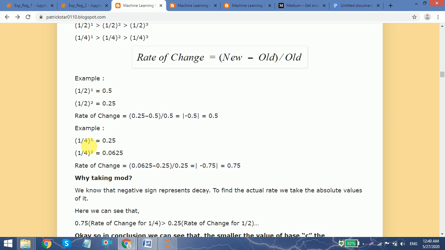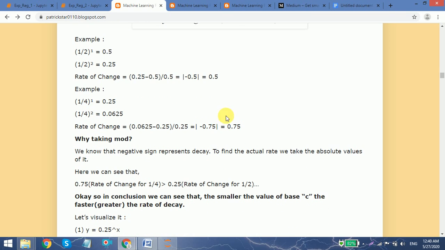So 1 by 4 equals 0.25 and 1 by 4 square equals 0.0625, and the rate of change we can calculate by the same formula, that is new minus old divided by old, so it will give us 0.75. Here, why are we taking the mod, or the absolute value? We all know that the negative sign represents decay, and our exponential function has either decay or growth. So the negative sign represents decay. To find the actual rate, we need the absolute value of it.